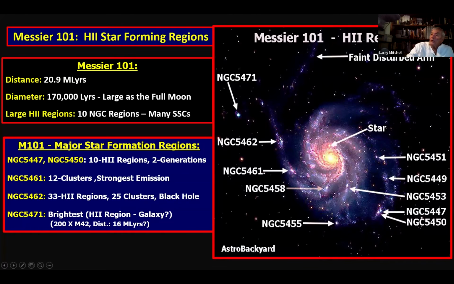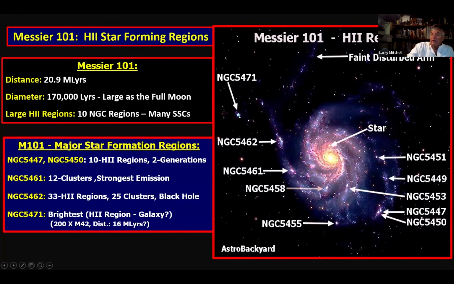The one that I like the most is 5471, this one here. In my telescope, it looks blue. And there's some controversy over whether it is a member of Messier 101 or whether it is a separate galaxy. But it is very bright. It's 200 times the size of M42, and it's kind of off to one side, but it is very easily seen. And to me, it looks like a separate galaxy. Like I say, it's bluish in color.